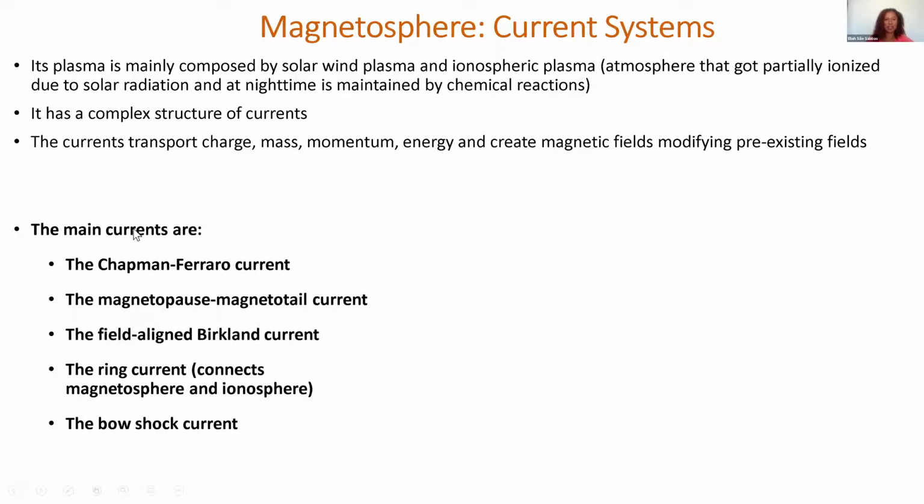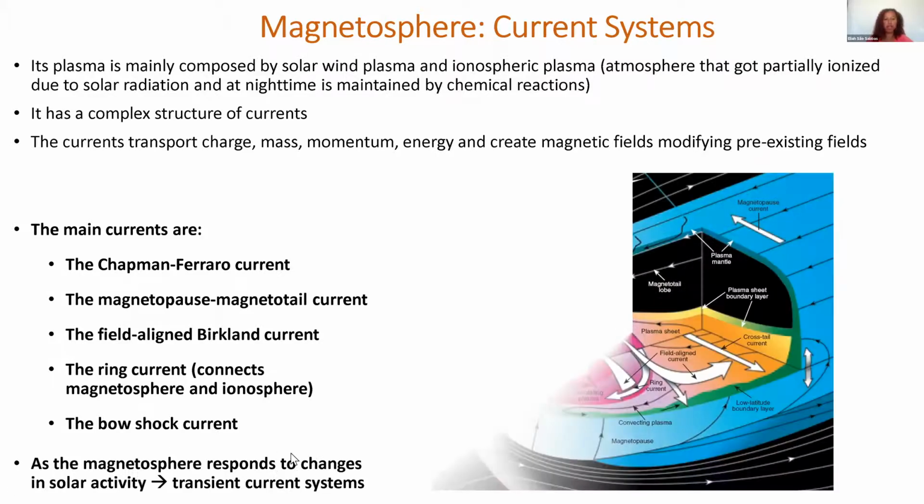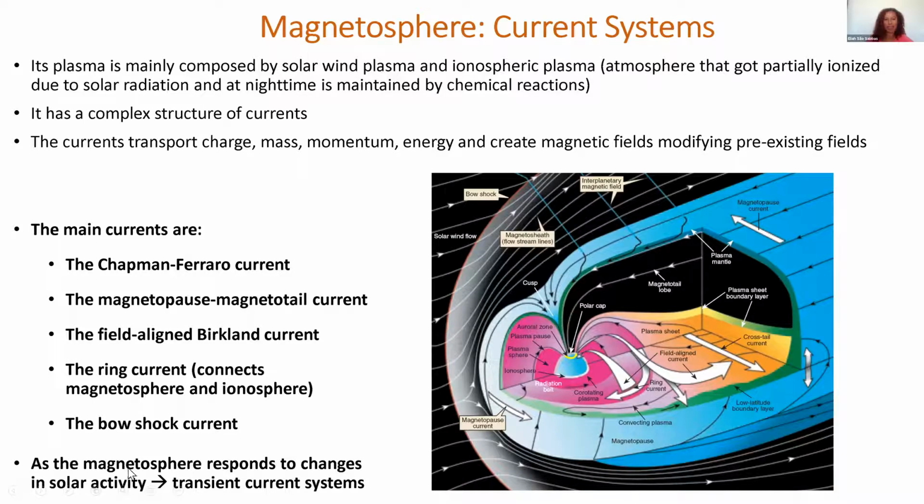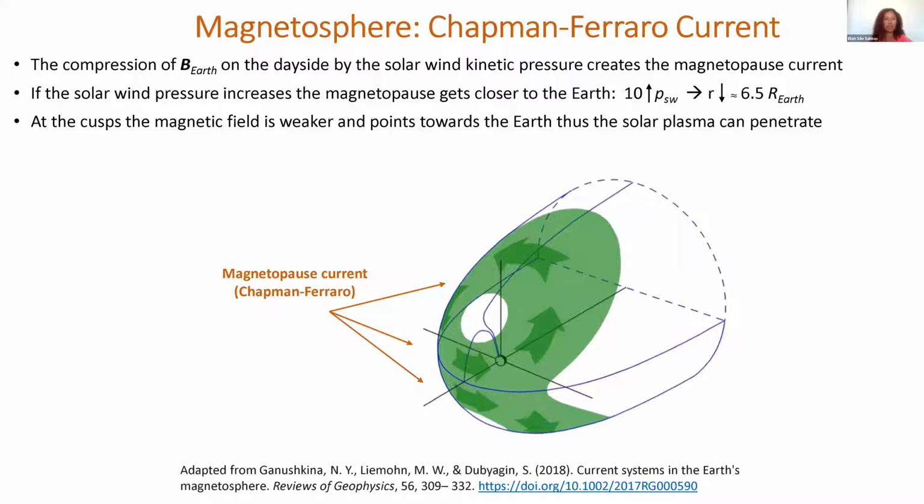The main currents in the magnetosphere are the Chapman-Ferraro current, the magnetopause and magnetotail current, field-aligned currents that are called Birkeland currents because he was the one who first proposed them, the ring current that connects the magnetosphere and ionosphere and drives magnetic storms, substorms, a lot of space weather phenomena, and the Bow-Shock current. As the magnetosphere responds to changes in solar activity, there are other currents that are created that are of short duration. So these are the main currents, and I will briefly explain what each one of them is.